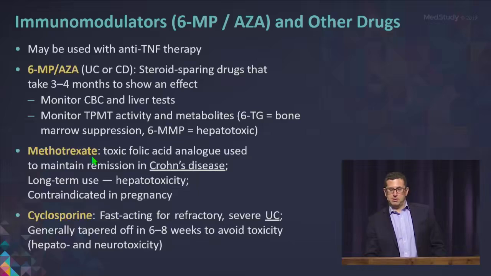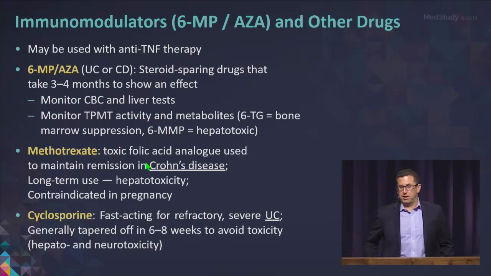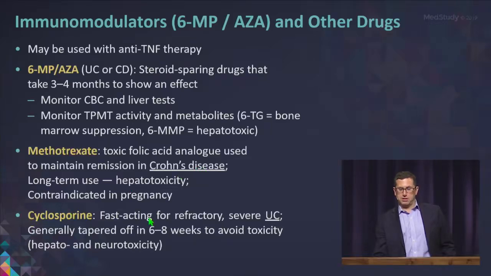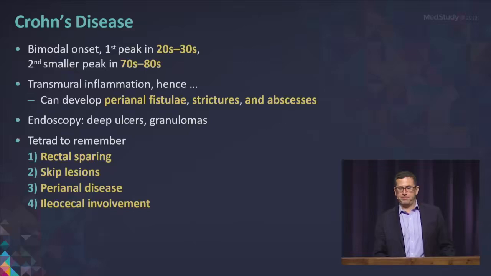Methotrexate is another medicine used in inflammatory bowel disease. This is a toxic folic acid analog, and it's used specifically in Crohn's disease, not ulcerative colitis. Its long-term use is associated with hepatotoxicity, and it's strictly contraindicated in pregnancy. And then there's cyclosporin, which is fast-acting for refractory or severe ulcerative colitis. So remember, methotrexate, Crohn's disease; cyclosporin, UC. Otherwise, a lot of the other medicines could be used in both UC and Crohn's, depending on the clinical scenario.